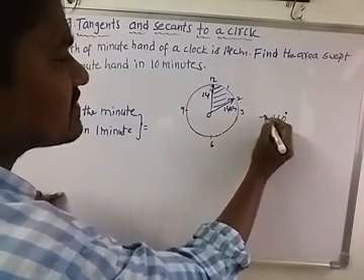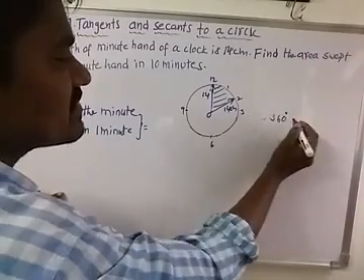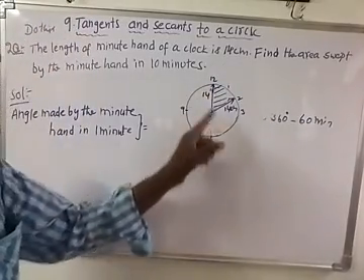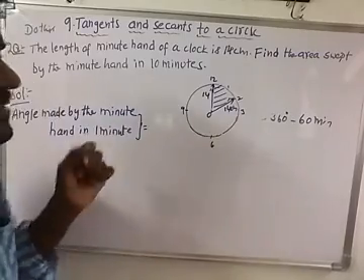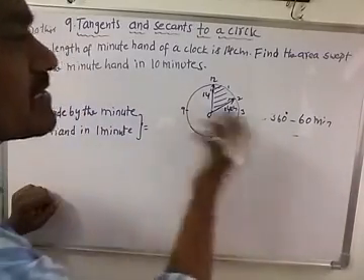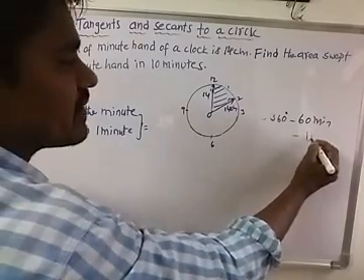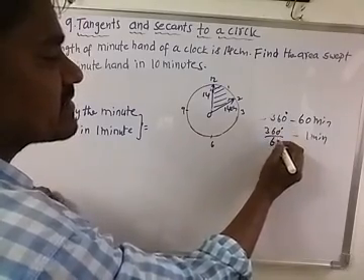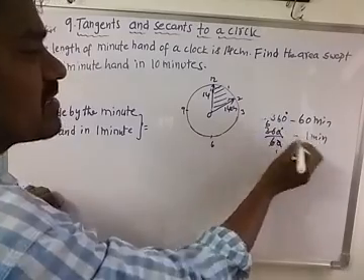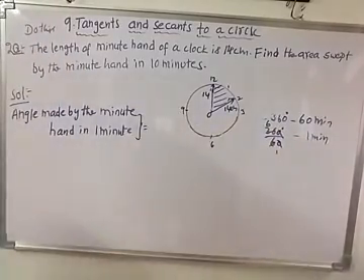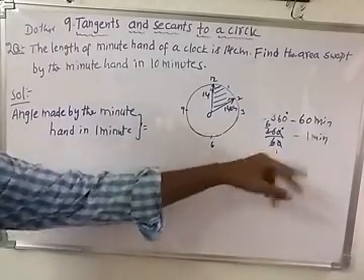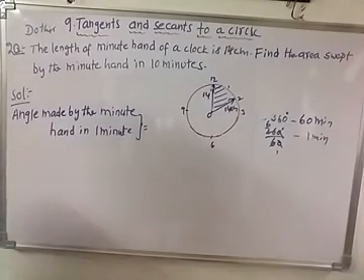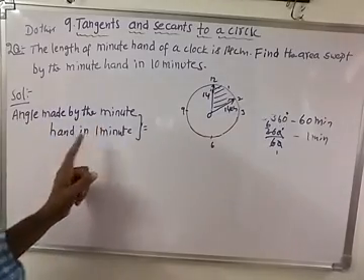360 degrees. So in 60 minutes, the minute hand rotates 360 degrees. In 1 minute, how many degrees does it rotate? That is 360 by 60. The 0 and 0 cancel, 6 ones are 6, 6 sixes are 36, so the minute hand rotates in 1 minute equal to 6 degrees. So that is the angle made by the minute hand in 1 minute.